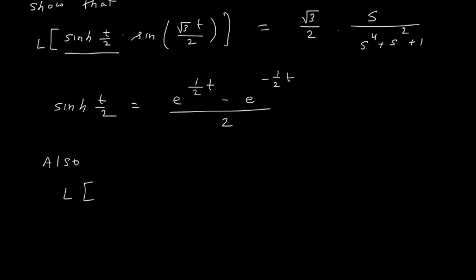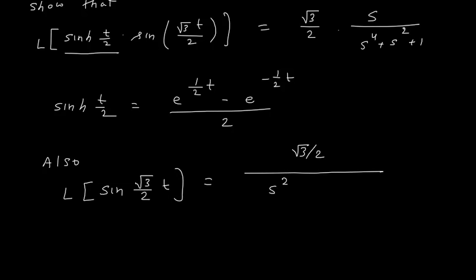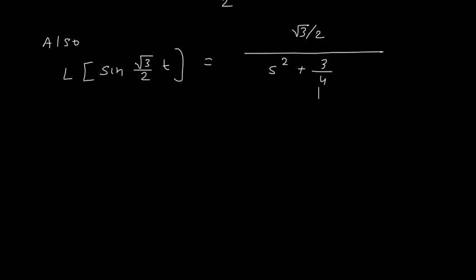Also, Laplace of sine of root 3 divided by 2 t is equal to a upon s square plus a square, that is root 3 by 2 upon s square plus a square, that is 3 upon 4. So this is Laplace of sine root 3 by 2 t.